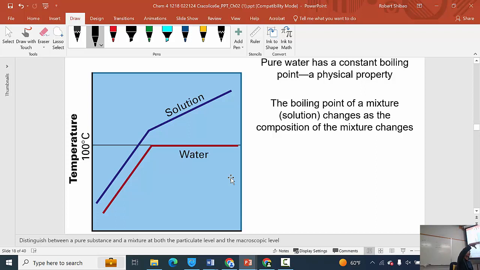It depends on the air pressure. The higher the air pressure, the more energy you need to boil the water. The lower the air pressure, the thinner the air, the less energy you need.